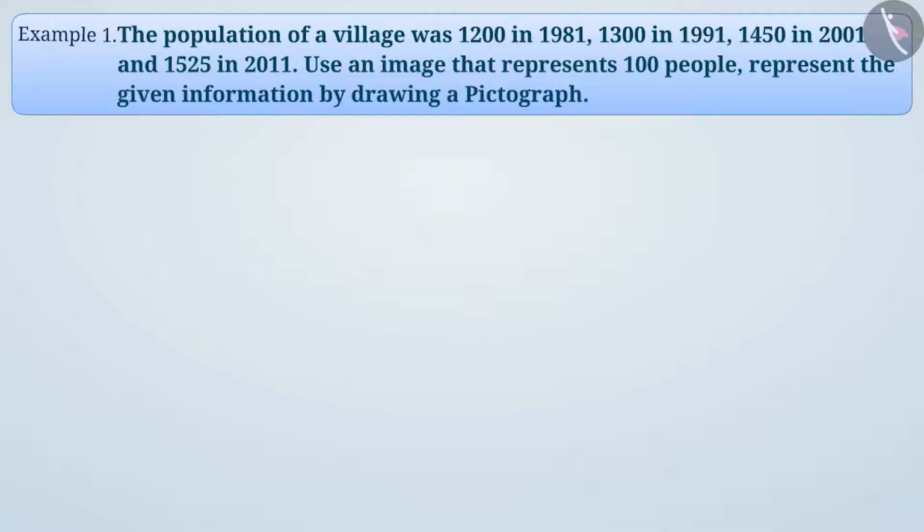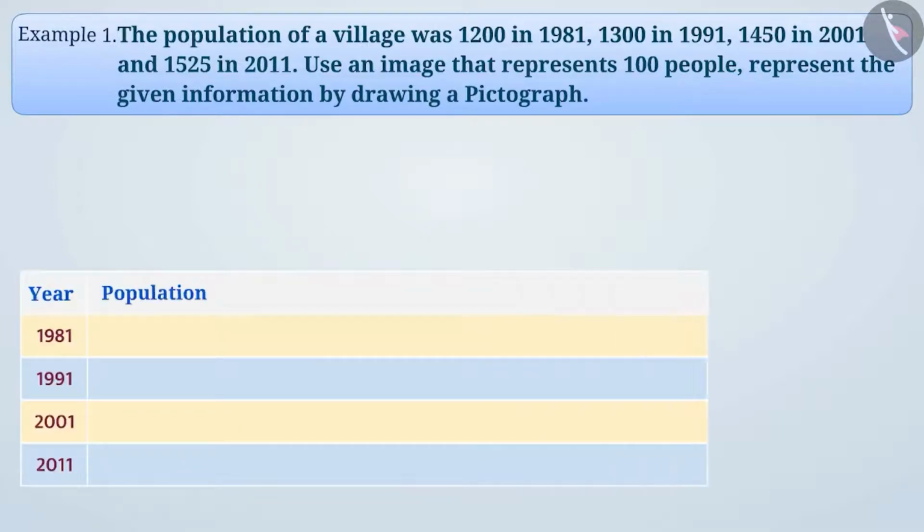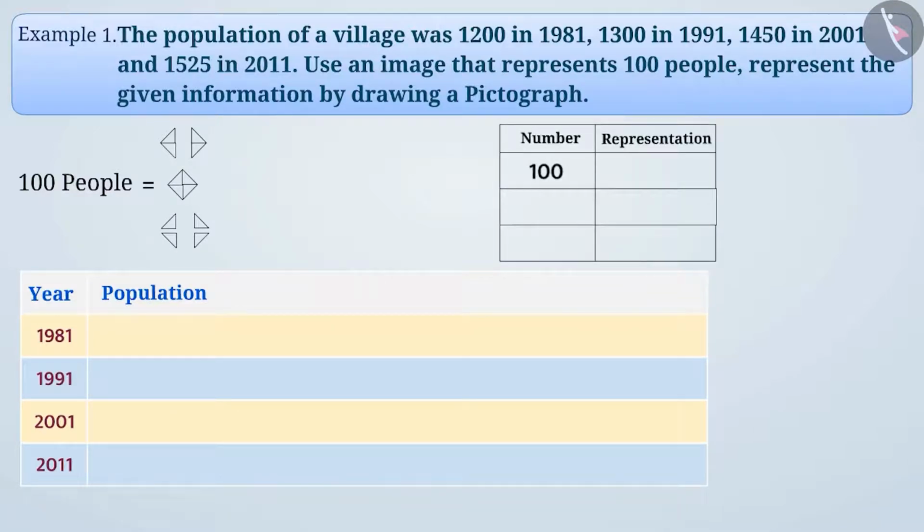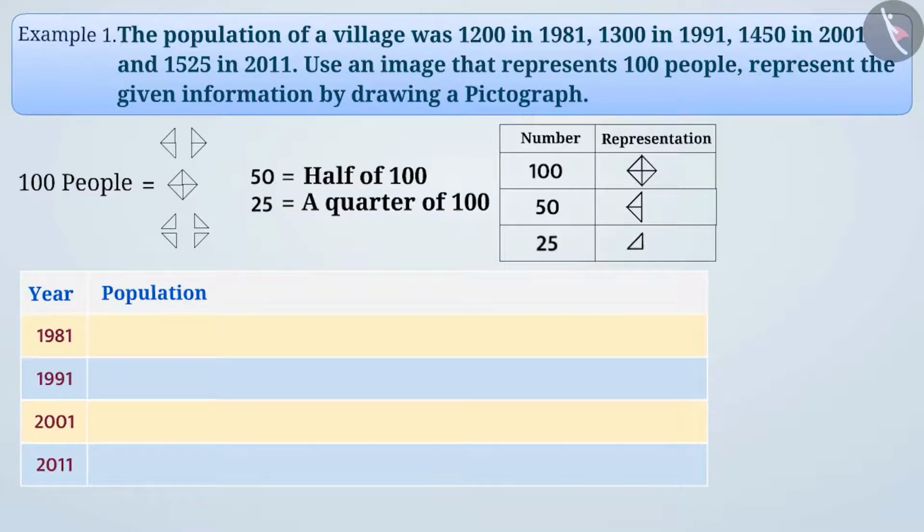Let us first draw a pictograph from the given information. We will use this image to denote 100 people. We can divide this image in 2 or 4 equal parts, which will help us to represent the given data. In this way, we will represent 100 as a complete image. Since 50 is half of 100, we will represent 50 as half image. Similarly, we will represent 25 as a quarter of 100.